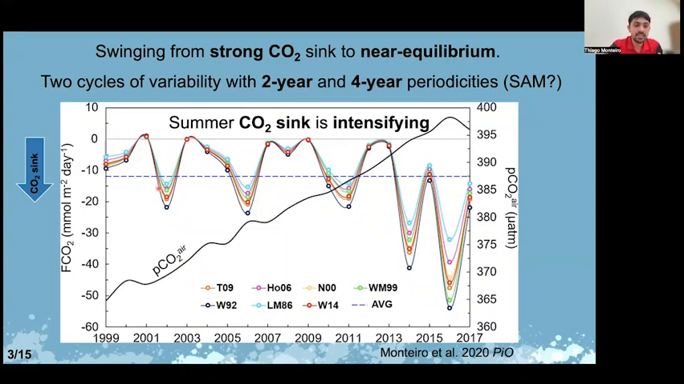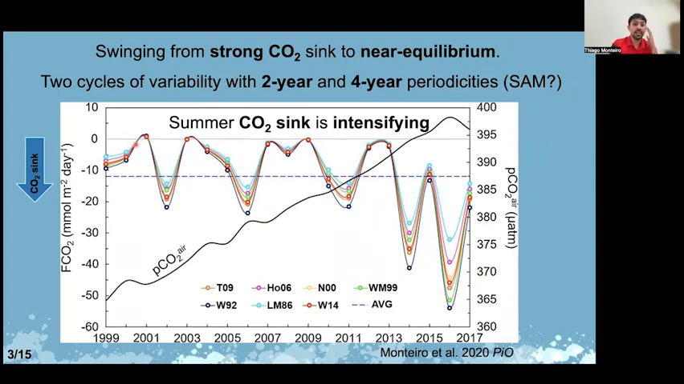So we can see very clearly the huge interannual variability, and we identified that this region swings from a condition of strong CO2 sink to a near equilibrium condition. So we have years such as this, this, and this, where there is a strong CO2 uptake from the atmosphere, and there are years where the concentration of CO2 at the surface is close to equilibrium with the atmospheric CO2.